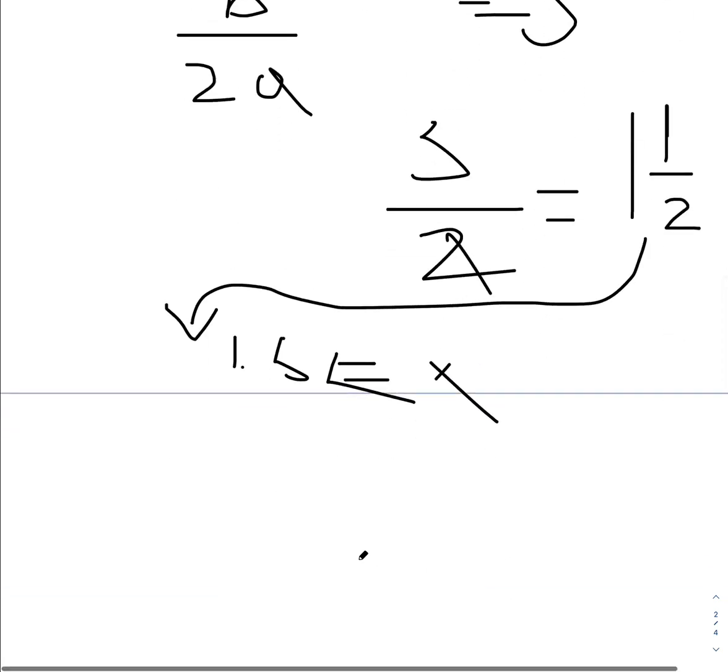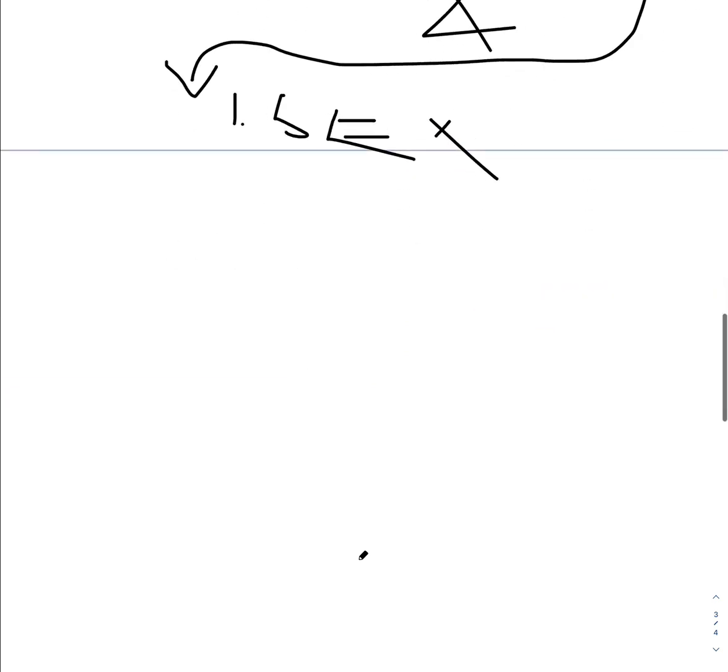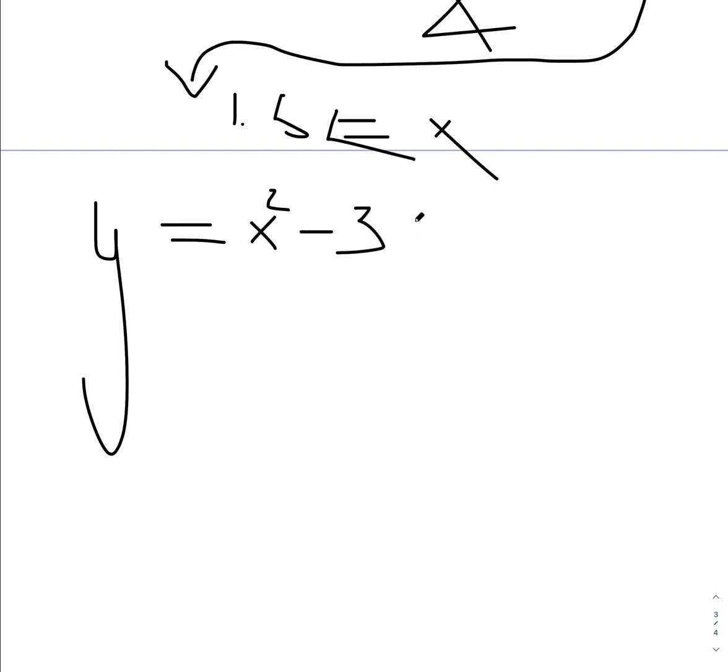Okay, so now what we could do is take that and now write our formula, which was y equals to x squared minus 3x. So this was our formula, and now we just substitute. So our x is 1.5. So now what we do is we write this like this. 1.5 squared is going to be 2.25.